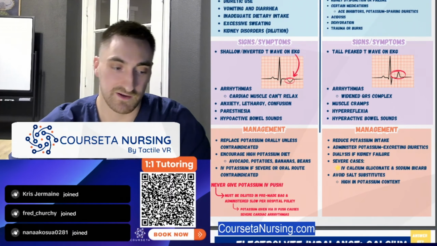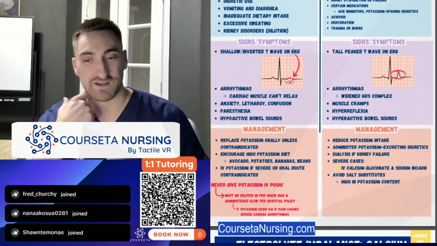And then in severe cases, say like Kayexalate. I don't know if you guys are familiar with Kayexalate or not, but Kayexalate is a very common medication they like to give to help get rid of the potassium. And that's usually through the bowel. So you're going to get diarrhea with that, which, if you guys remember, diarrhea is a common risk factor for hypokalemia. So it gets rid of the potassium through that route. But Kayexalate is very common.